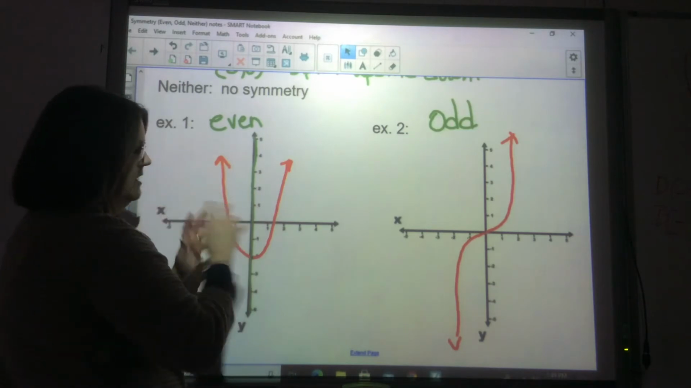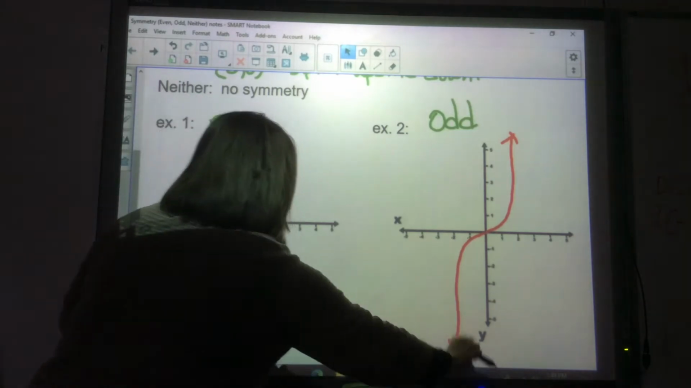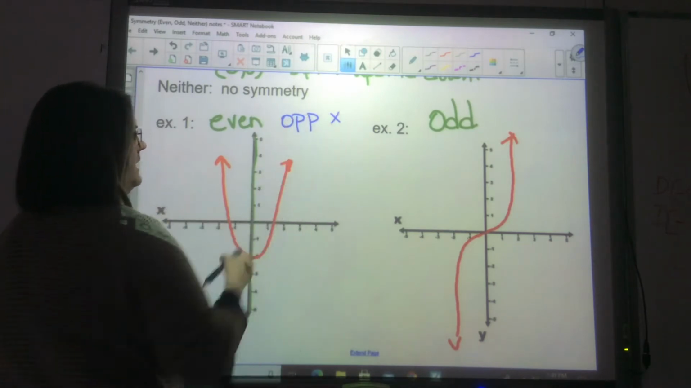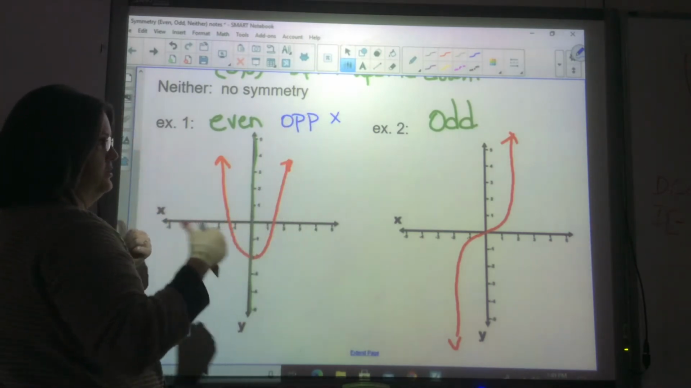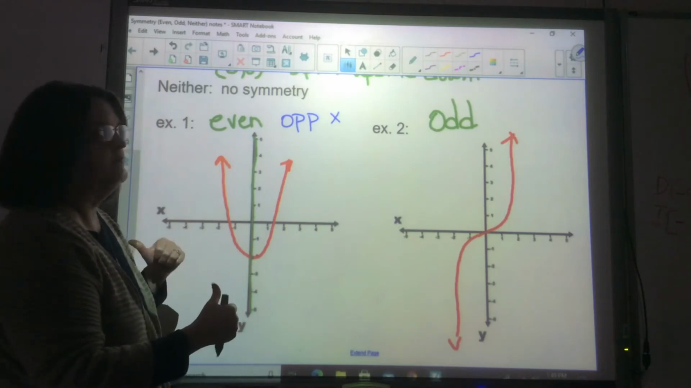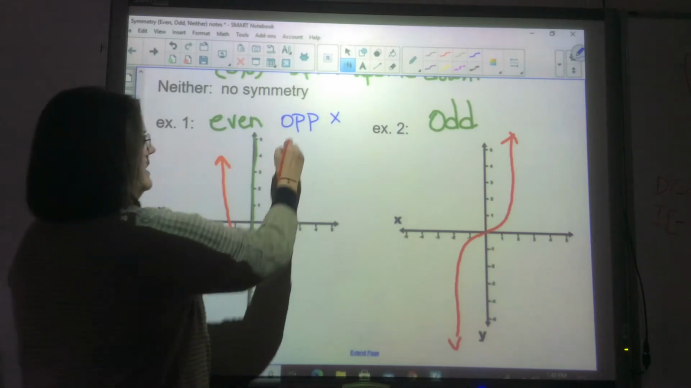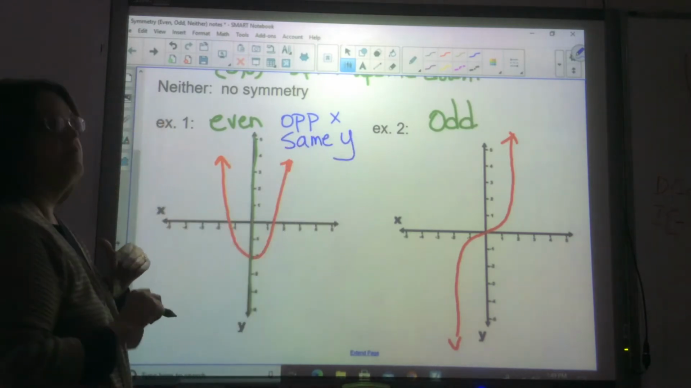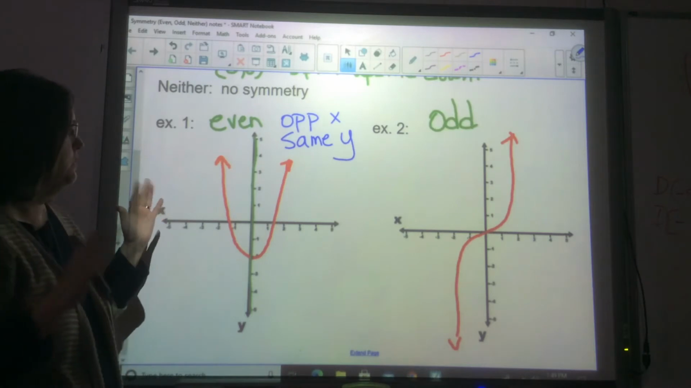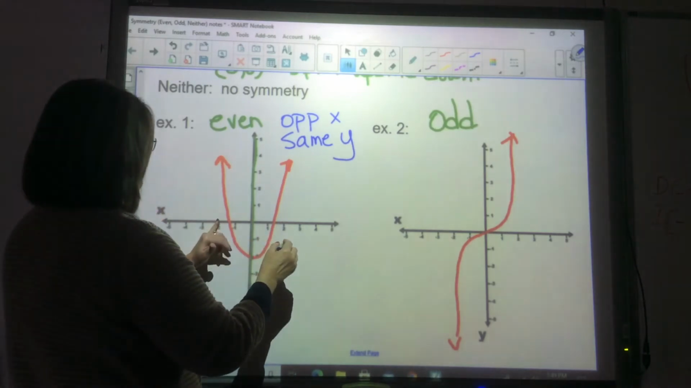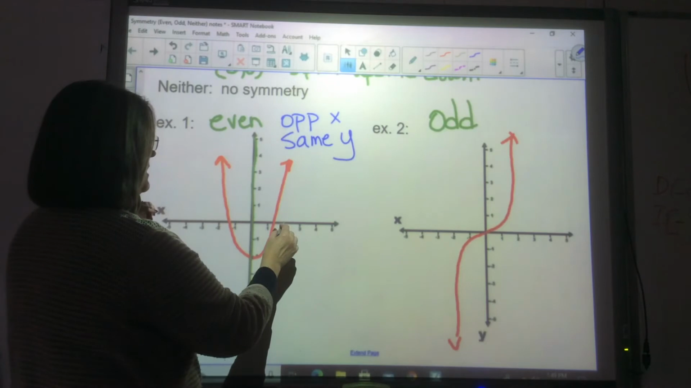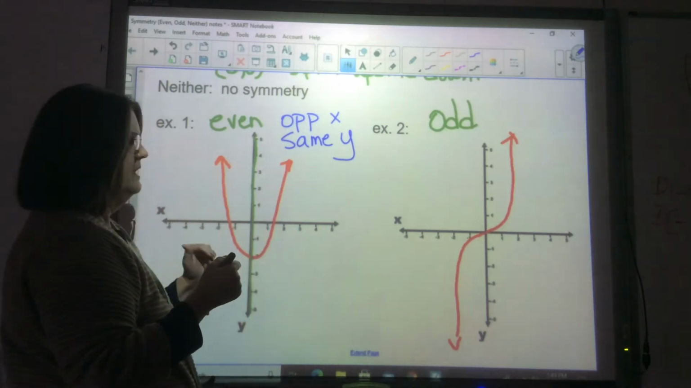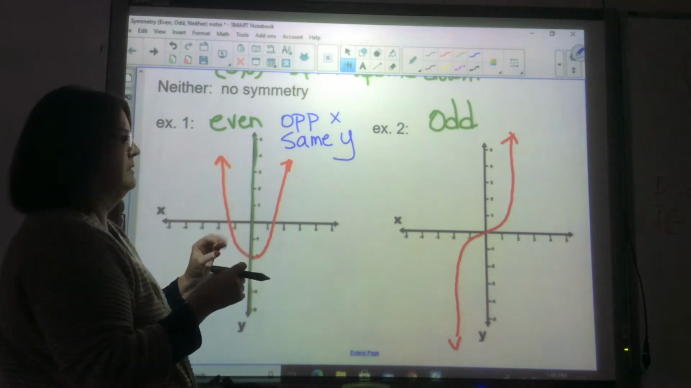and it is even. Now, another way to look at it is if opposite x values, meaning 1 and negative 1, 2 and negative 2, 3 and negative 3, have the same y values, then the graph is even. So if I look at 2 here and negative 2, at negative 2 this graph is at 3, and at 2 it's at 3. That's even. Now you don't want to just pick one point. You want to pick several of them.